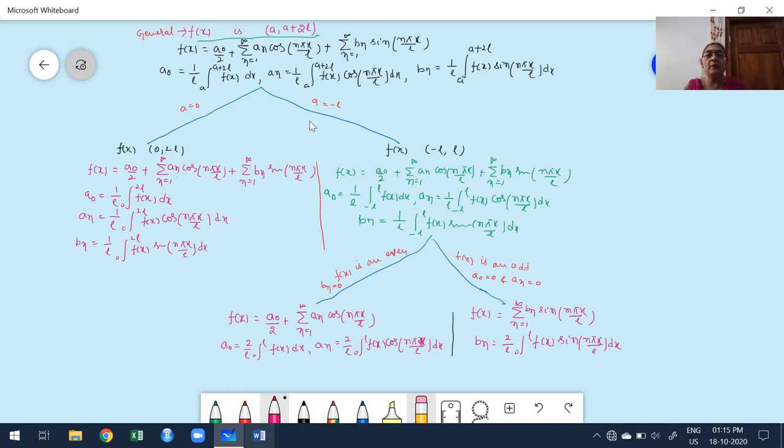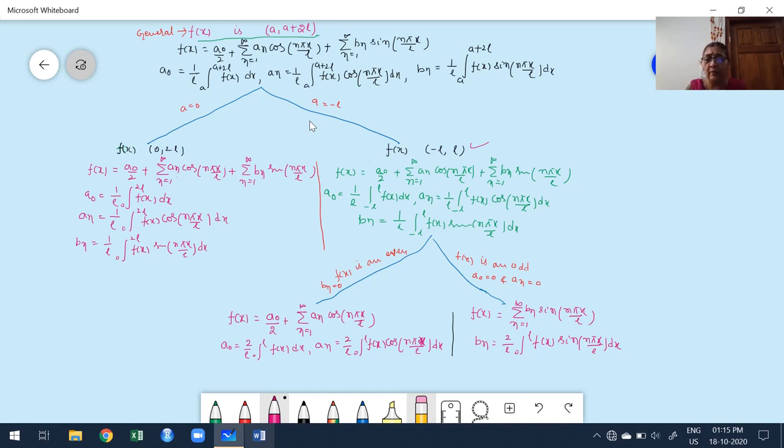Suppose a is equal to minus L, which means the given interval becomes minus L to plus L. Suppose the function is defined in minus A to A or minus L to L, in such cases we have two cases: f of x is an even function, or f of x is an odd function. In an even function, bn is 0 using the definite integral property. We construct the Fourier series based only on a0 and an, and write the a0 and an formulas as 2 by L, integral from 0 to L, not necessary to take the entire limit.